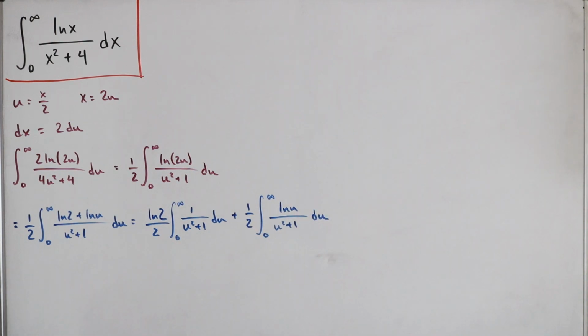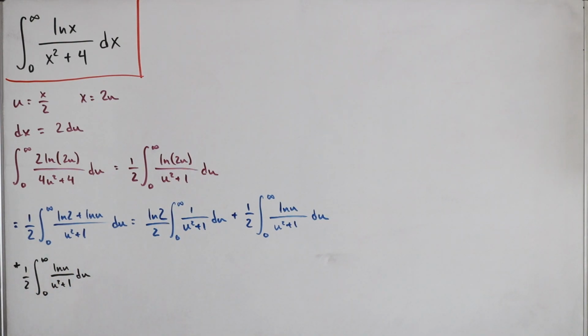Now this is the integral we're going to calculate. Let me move to a separate marker, and we'll calculate this separate integral by itself. So the integral we're calculating, with a star asterisk over here, is 1/2 times the integral from 0 to infinity of ln of u divided by u squared plus 1, du.